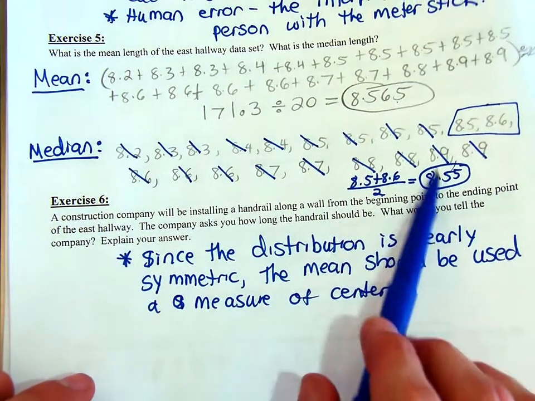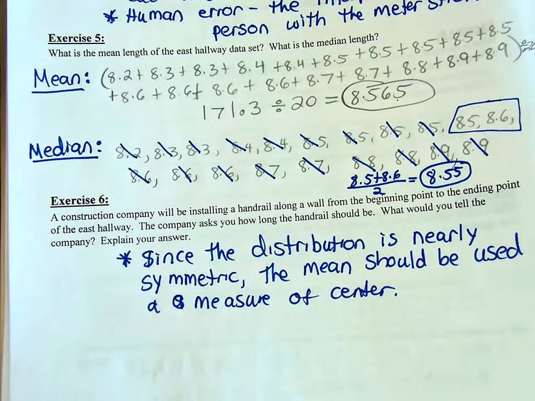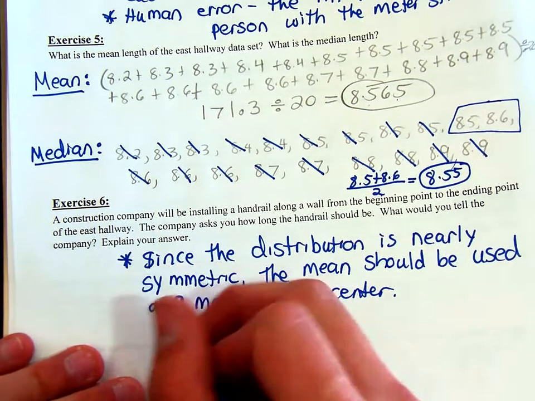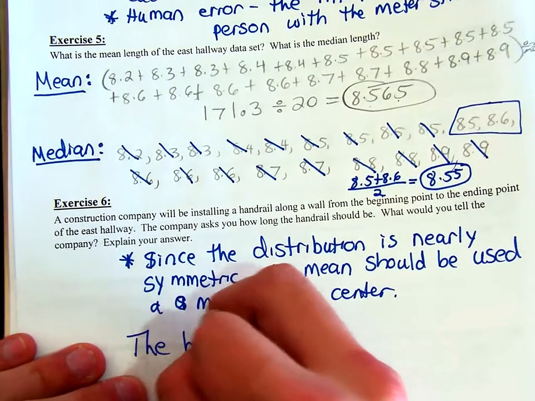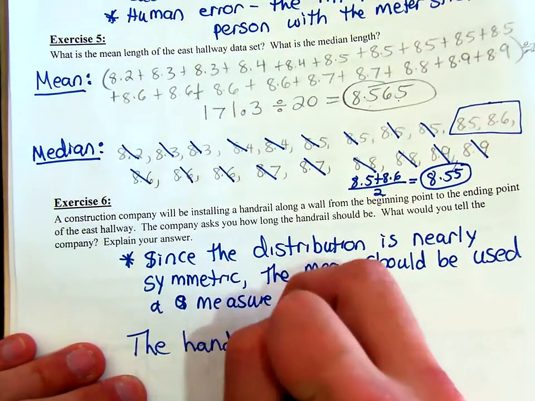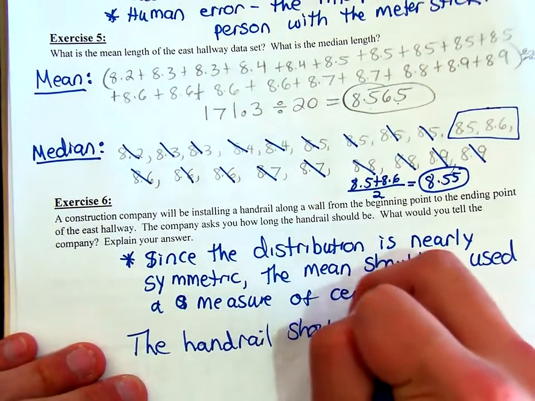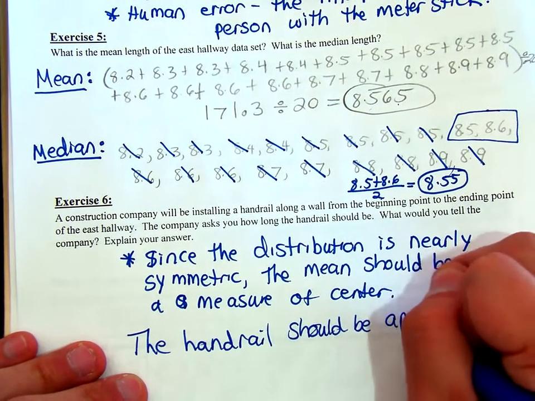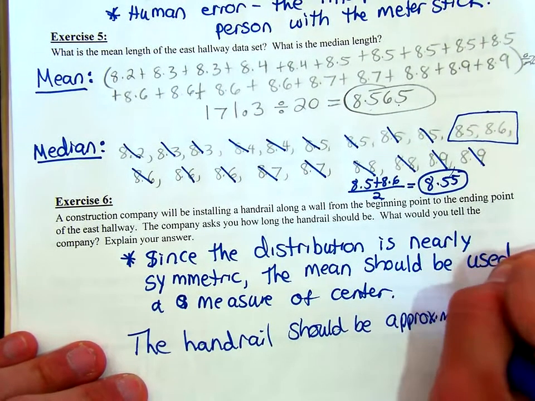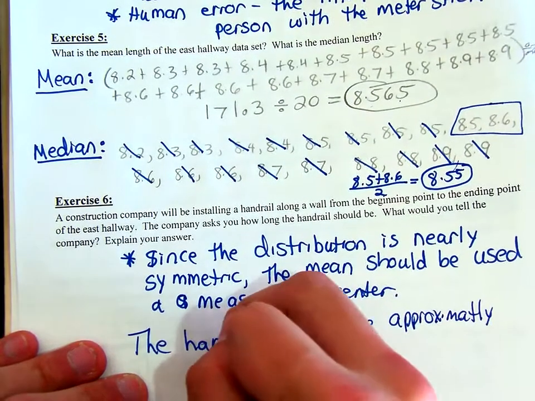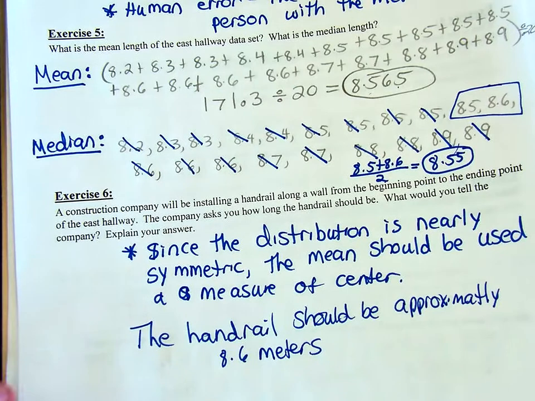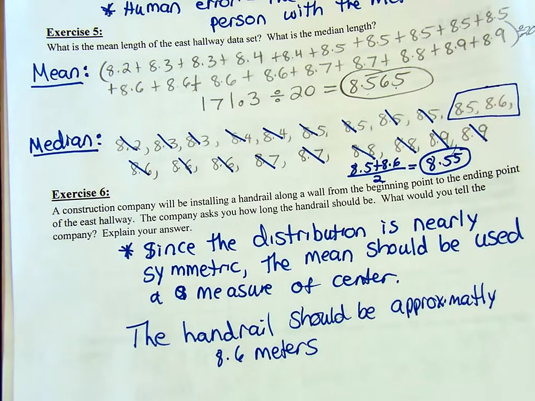That's also because they're approximately the same. So the mean could be used, and we're going to round it off and say that the handrail should be approximately 8.6 meters. Okay, and that's again because the distribution is symmetrical, we would just use the mean.